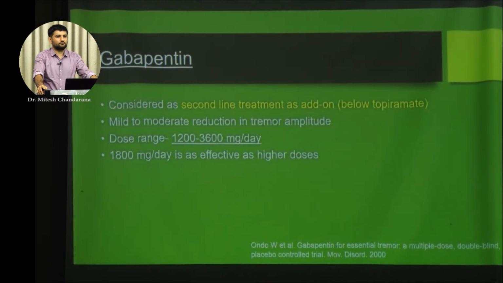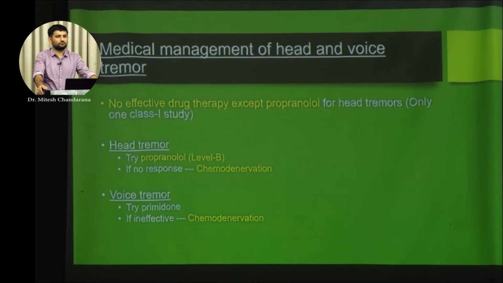Gabapentin is considered as second-line treatment, but below topiramate, and it improves tremor to mild to moderate range. 1200 to 3600 milligram per day is the usual dose, but up to 1800 milligram per day is as effective as higher doses, like it was there in primidone.